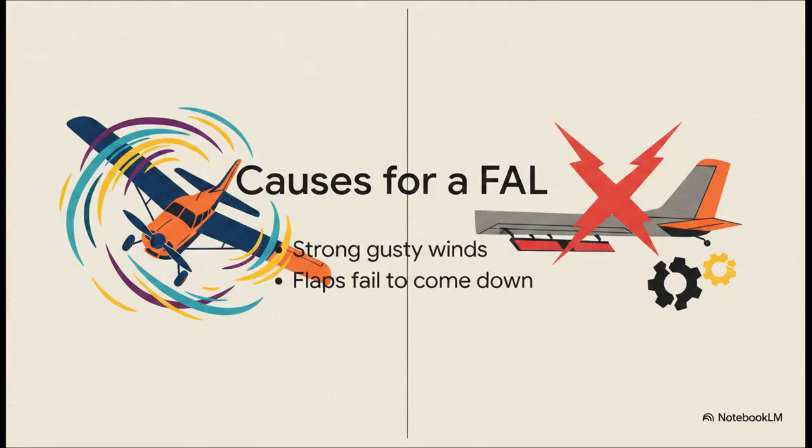But why would you abandon a perfectly normal landing protocol in the first place? Well, it generally boils down to two main scenarios. First up is strong, gusty winds. In really turbulent air, actually keeping the flaps up prevents the aircraft from getting tossed around so much. The second scenario is just purely mechanical. The flaps just fail to come down, which forces you into an instant adaptation.